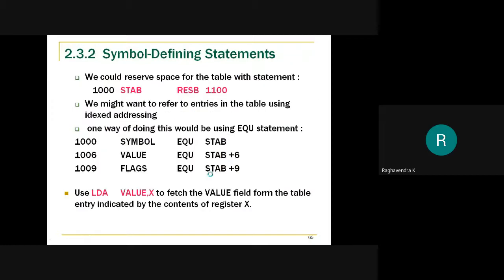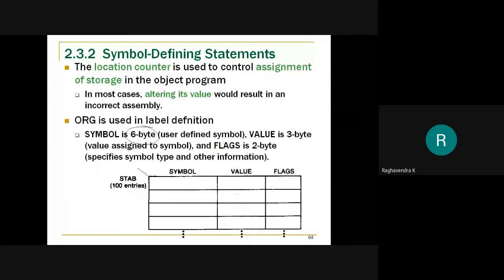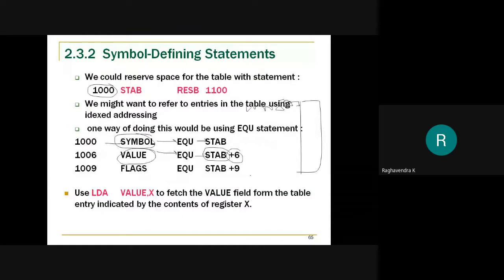If this is S tab, if this is the beginning of it, right? Then 6 bytes later, I will find value. Okay, how much is value? Value is 3 byte. So 3 bytes later, from this reference point, 6 plus 3, 9. Okay, after 9 bytes, I will find flag value. So I am explicitly defining the index. See here, flags equated to S tab plus 9. Okay, now this will work.